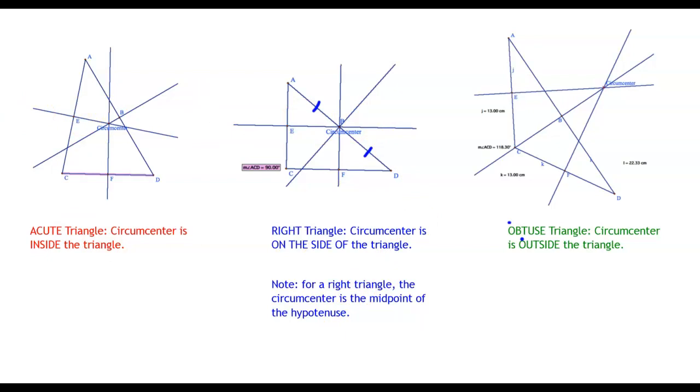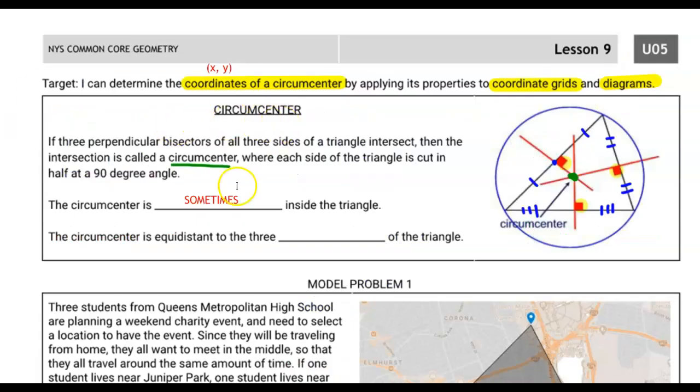Another thing that you have to remember about circumcenters. Let's go back to the definition. Oh, by the way, thank you to Dorothy Evans of the University of Georgia for these graphics. Anyway, going back to circumcenter, we said that the circumcenter is sometimes inside the triangle. As I said, if it's obtuse, it's outside. And we also know that the circumcenter is equidistant to the three vertices of the triangle. Now here's what that means. Equidistant means equal distances. So that means that the circumcenter is equal distances from each of the three vertices.